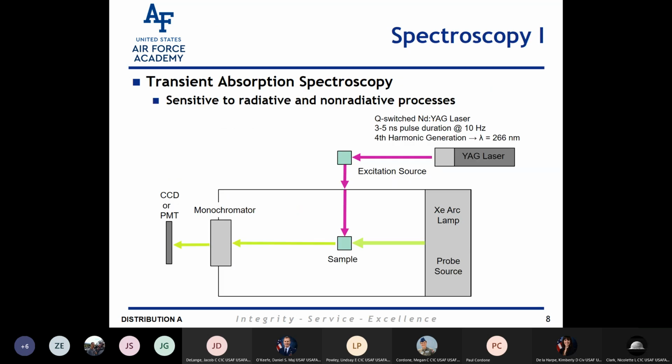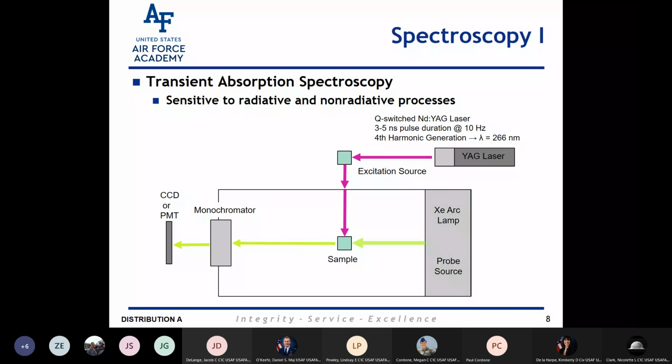So in our research, we're using two different methods of spectroscopy. One's called transient absorption spectroscopy, in which we use an excitation source. In this case, it's a Q-switched neodymium YAG laser with a 3 to 5 nanosecond duration pulse at 10 hertz. And we use fourth harmonic generation to get a wavelength of 266 nanometers to hit our sample with, as well as a background white light; a xenon arc lamp provides that white light.